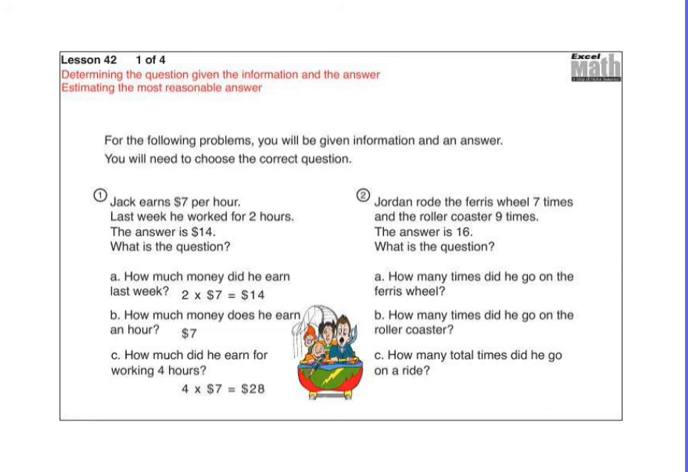All right, here we go with 6th grade Excel, lesson number 42. We're going to be looking at a very unusual kind of word problem today. This is where they give you the answer and you have to figure out what the question is. Let's take a look at our first problem here.